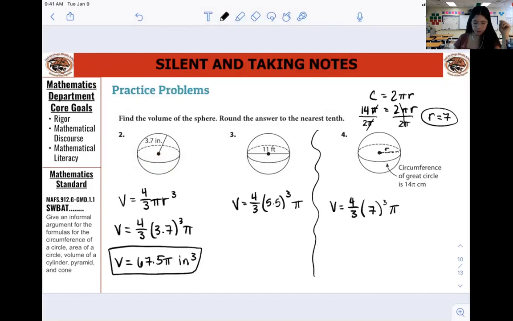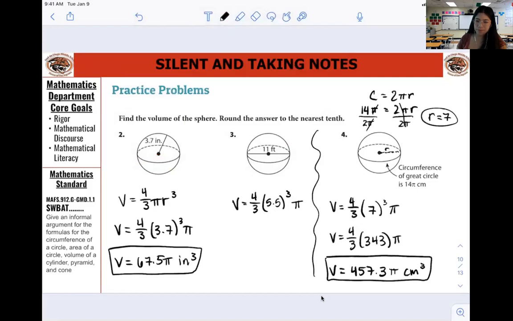All right, let's do number 4 first. For number 4, first thing you got to do is 7 to the power of 3. 7 to the power of 3 should give you 343. But then you got to multiply that times 4 and then divide it by 3. So 343 times 4 is 1,372. And then you divide that by 3 and you get 457.3 pi centimeters cubed. So that's number 4.